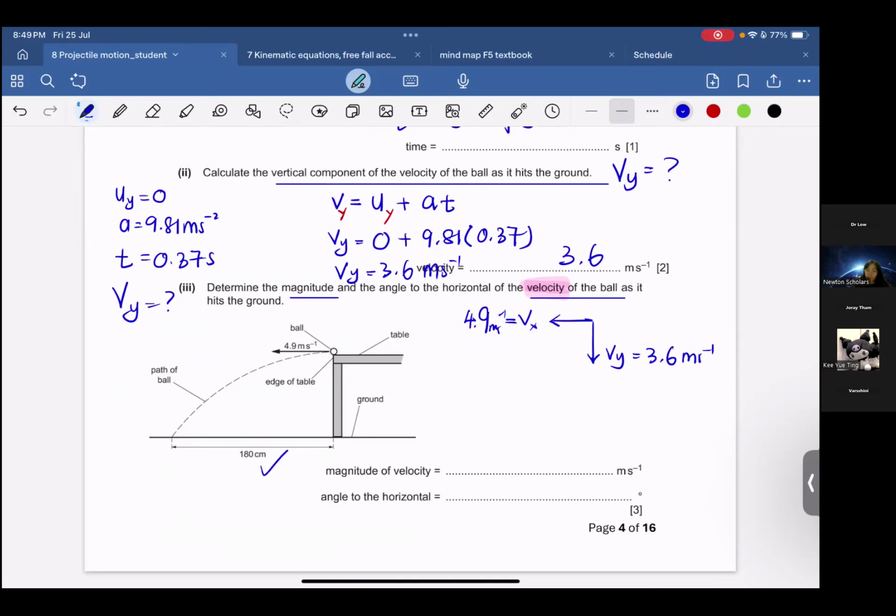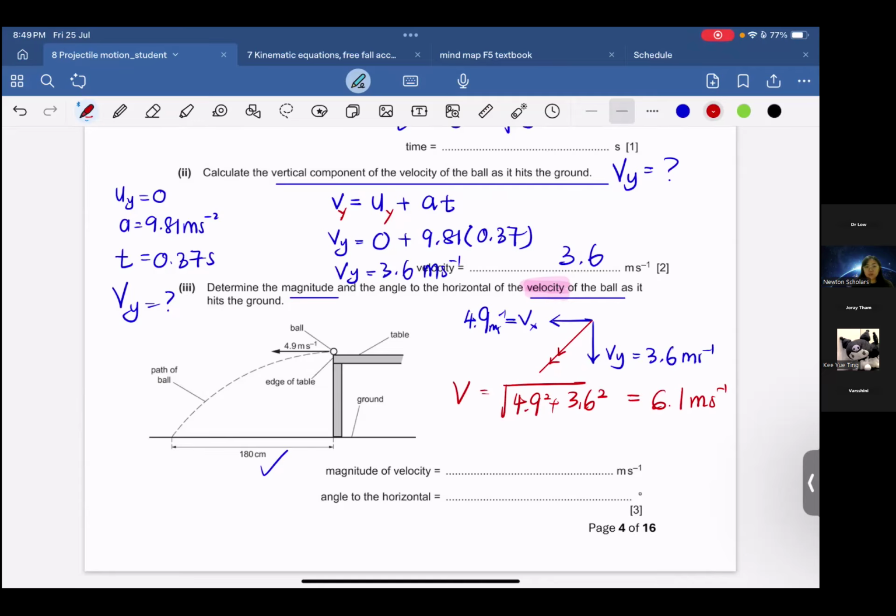In the exam, they won't provide this diagram. I added this diagram so that it's easier for you to refer. So what is your resultant? You can use trigonometry. Your resultant velocity is the square root of 4.9 squared plus 3.6 squared. Your answer should be 6.1 meters per second. That is the magnitude of the velocity.